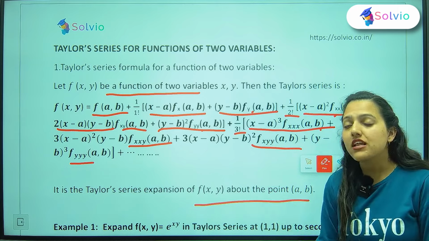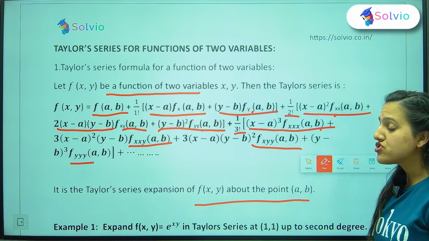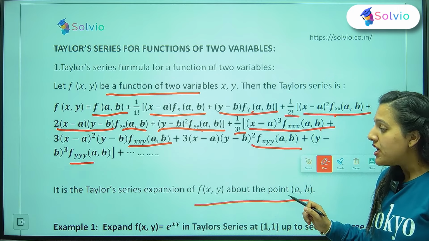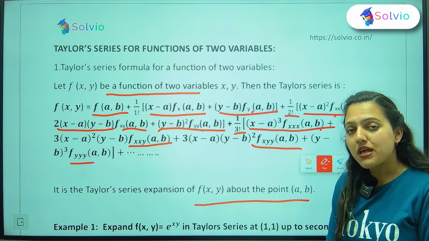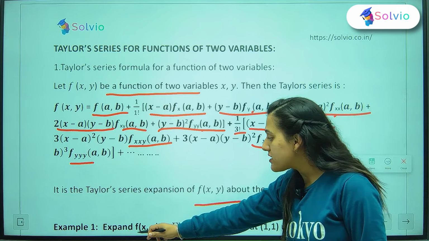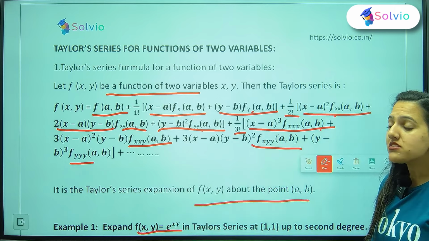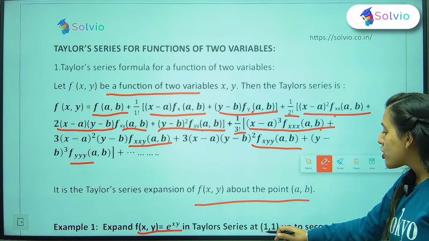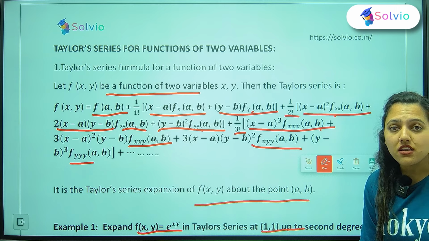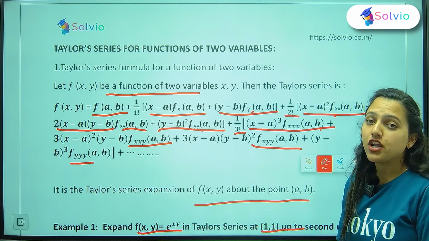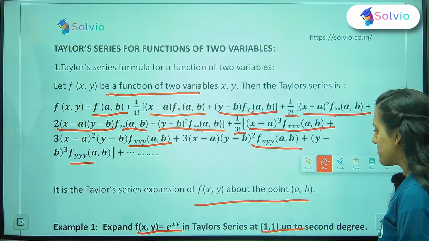So this is the Taylor series expansion of function f(x, y) about the point (a, b). Now let's discuss one example related to this concept. Here we need to expand f(x, y) = e^(xy) in Taylor series at (1, 1) up to second degree. Here our point (a, b) is (1, 1). So let's start the solution.